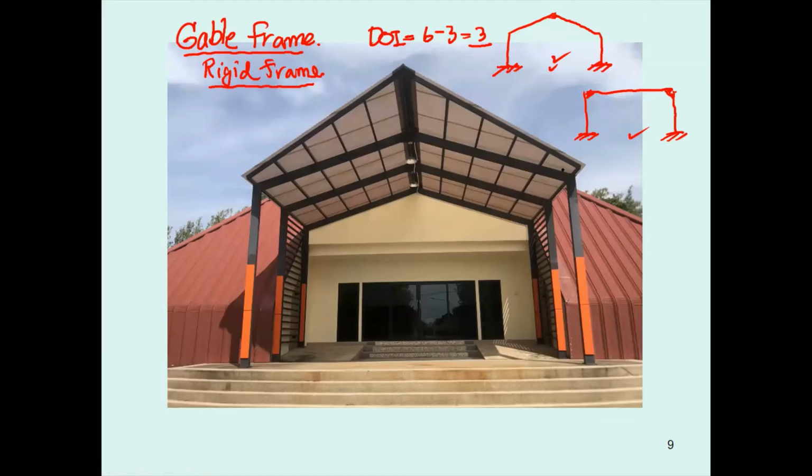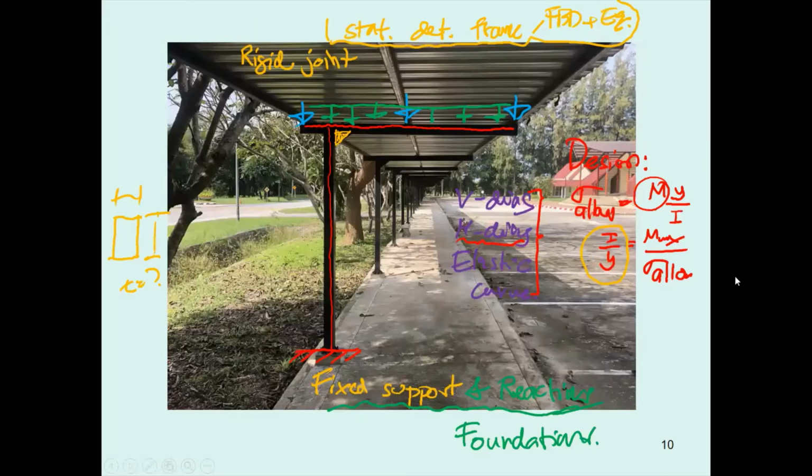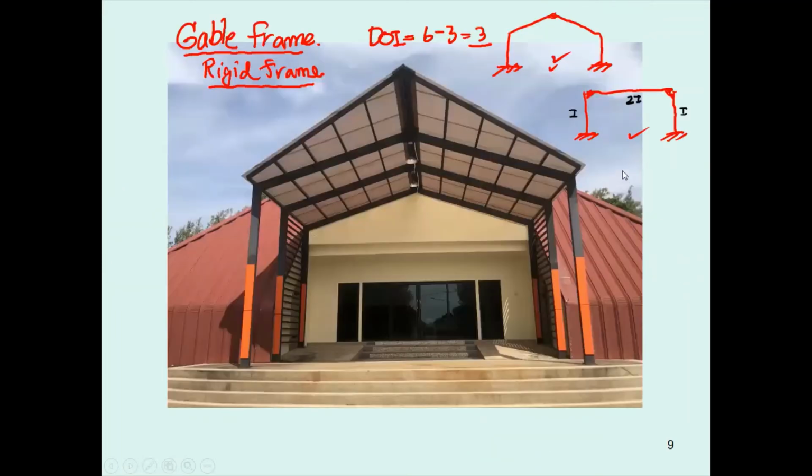For example, you make the assumption that this one has a moment of inertia of 2I, this one is going to be I, and this one is going to be I. So the moment of inertia is the thing that we require to determine the analysis for the force and moment in this.